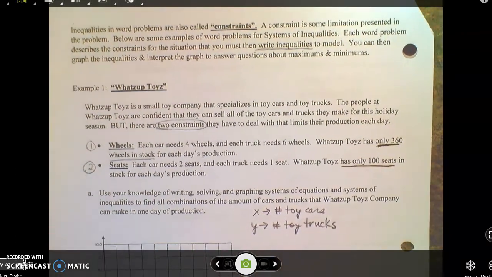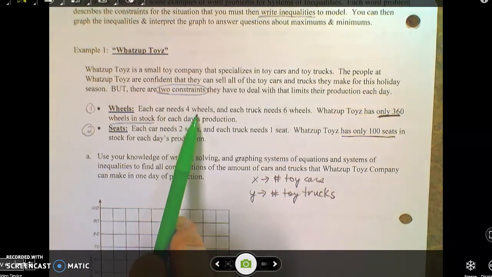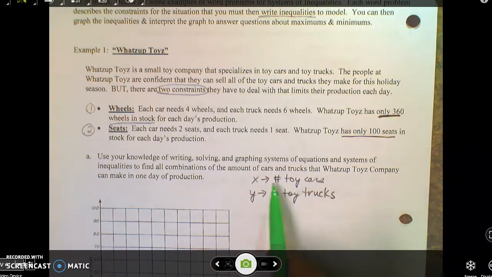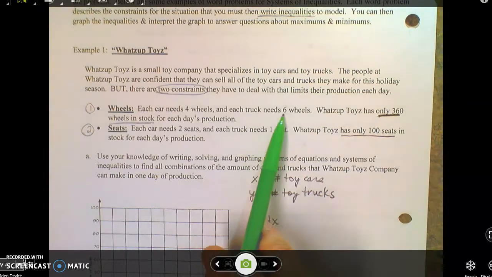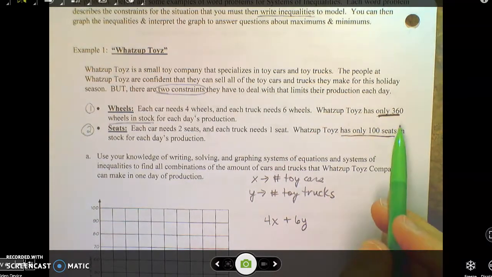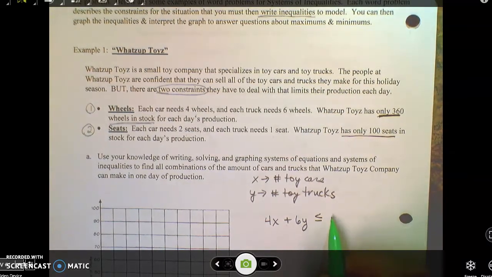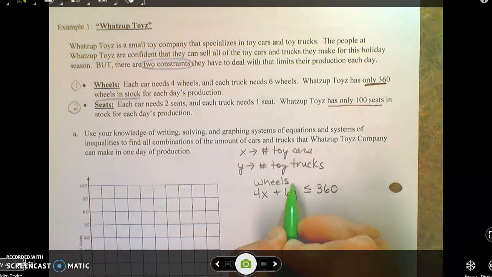Okay, so when we read our constraint, we can now write an inequality. So each car needs 4 wheels, so that would be 4 for each x. Each truck needs 6 wheels, so that would be 6 for each y. And I am adding these because we have a total. And since we have only 360 available, that means that they can use less than or equal to 360. So this is our constraint about wheels, and I like to label them.